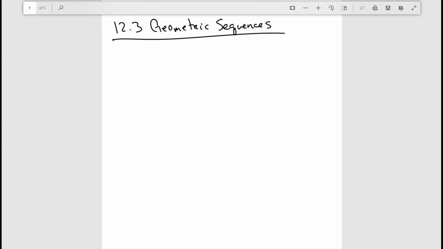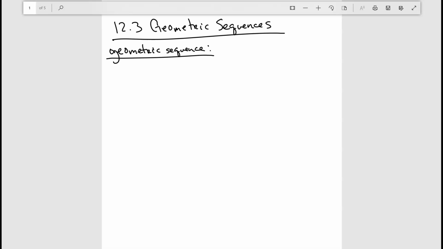In this section, we are going to talk about geometric sequences. So we saw what arithmetic sequences look like. Now we're going to look at geometric sequences. So this is basically what a geometric sequence is. Let me give you the definition of a geometric sequence.